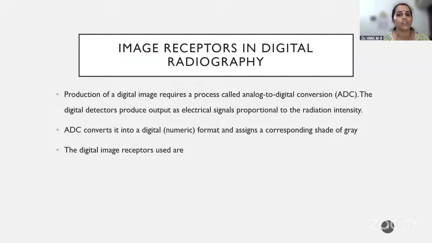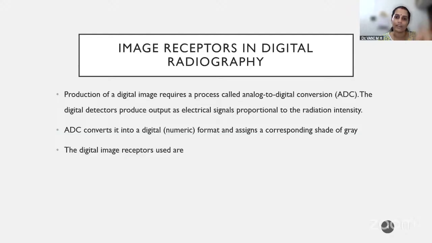So first, coming to image receptors in digital radiography. You all know digital image is mainly analog to digital conversion. So if such a question is asked, you can give a beautiful introduction on how digital imaging works compared to conventional radiography, highlighting analog to digital conversion. So what is analog to digital conversion? In digital imaging, whatever the principle or whatever the detector that we use, the output comes as an electrical signal or voltage.